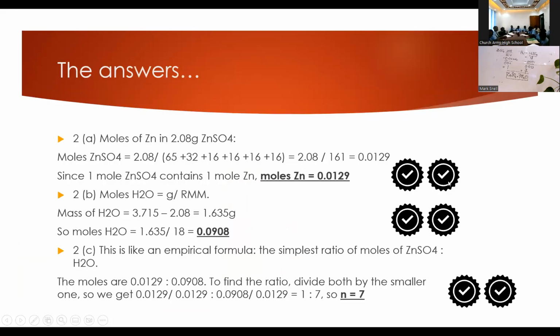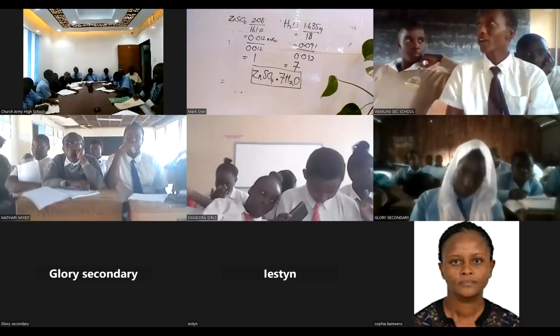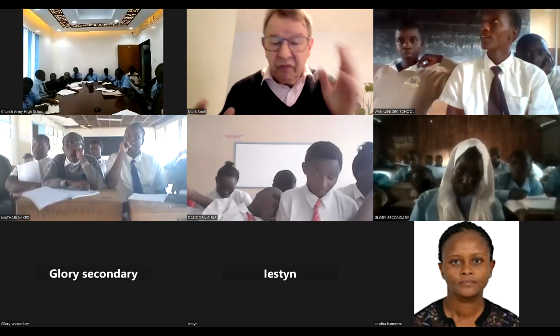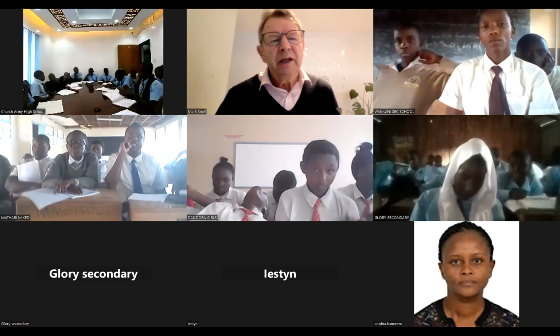Okay, so here is how they did the answer. They gave 2 marks here for working out the moles of zinc. Then 2 marks for working out the moles of water, and then 2 marks for finding out the 7. Now that's a lot of marks, and it's a big question. Okay, so I'm going to stop sharing, come back to my other camera, change cameras.